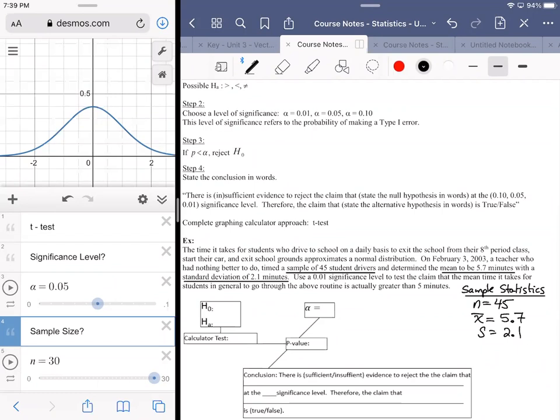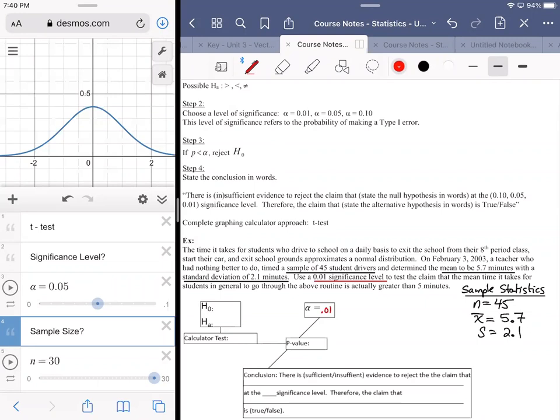So you just got to be careful because sometimes the question might say the mean is 5.7 minutes with a standard deviation of 45 seconds. So you'd have to convert that to minutes and say 0.75 minutes. Just something very simple. Use a 0.01 significance level. All right, so 0.01 significance level. That's the alpha value, so you could just tuck that into the box.